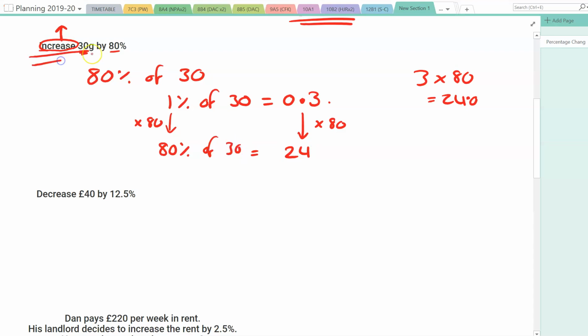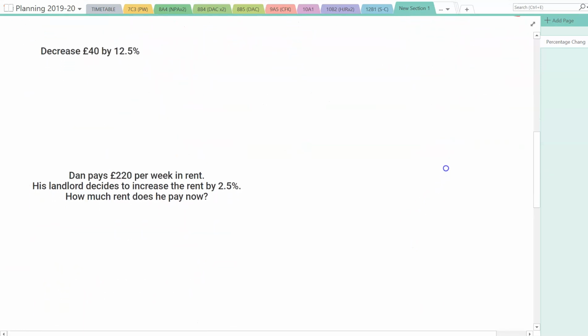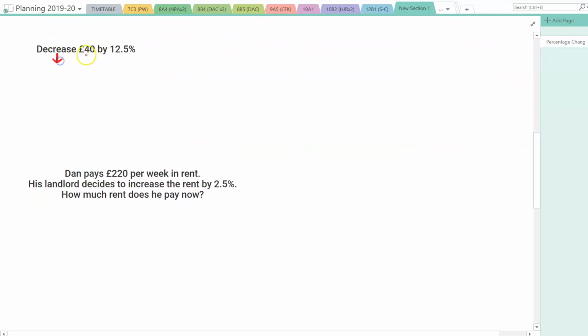And then the increase bit, we start off with 30 and we're increasing by 24, so that is 54 grams. Okay, next one, decrease. So my number is going to go down from 40 by 12.5%. So if I know that 100% is 40, then I know that 1% is going to be whatever that is divided by 100, which is 0.4.